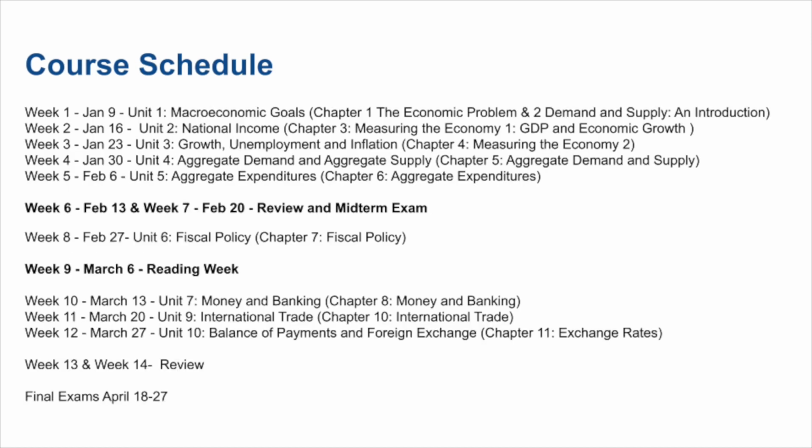To look at the course schedule, in the first week, we're going to look at Unit 1. Second week, we'll look at Unit 2. The third week, we'll look at Unit 3. The fourth week, we'll take a look at Unit 4. And the fifth week, we'll take a look at Unit 5. So basically a week per unit. I have indicated here what chapters we'll be looking at then.